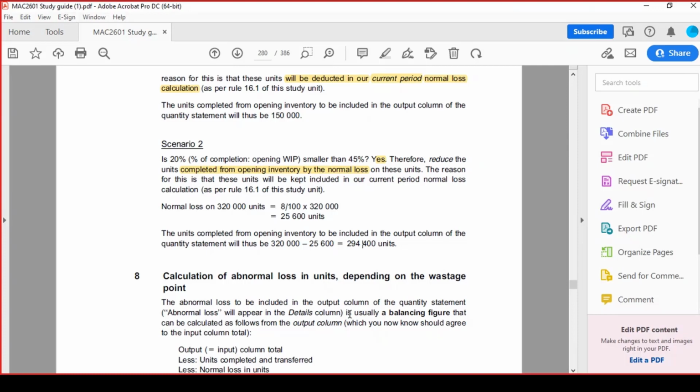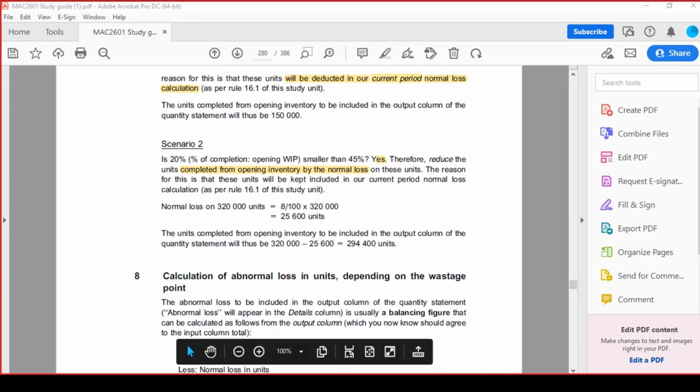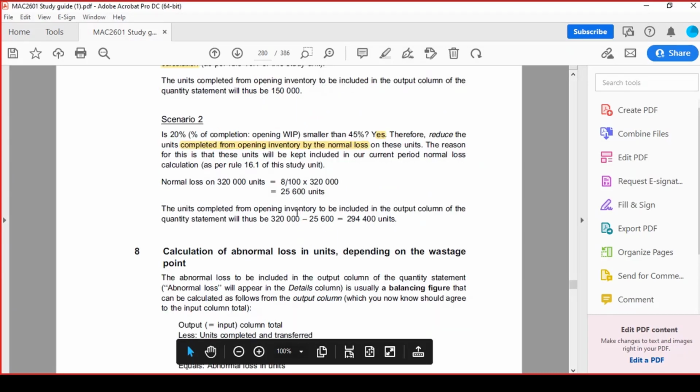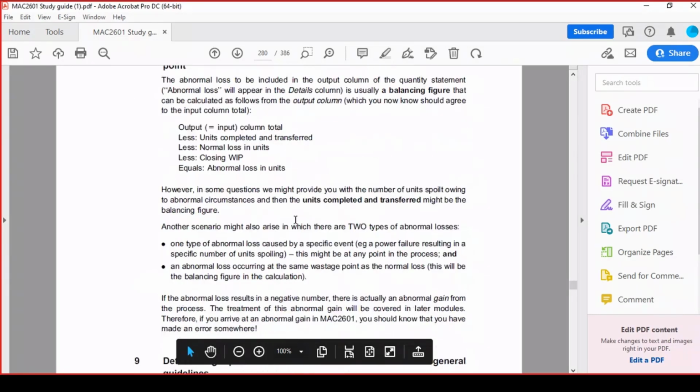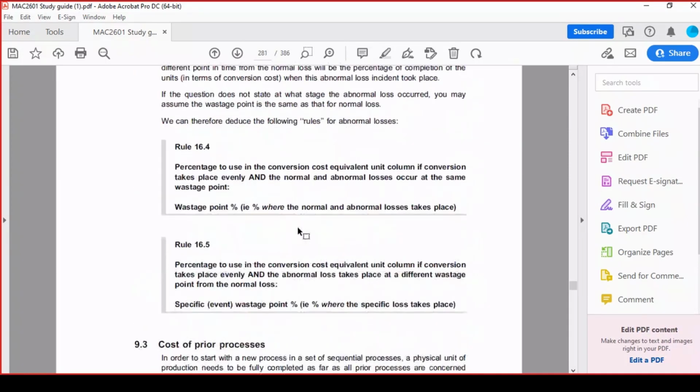This one is for under first in, first out, for the completed opening inventory. You need to ask yourself if the percentage is smaller or greater. If it's smaller than the wastage point, you need to calculate that normal loss and deduct it from the opening completed units. I think once we do an example, you'll understand. Yeah? But please note, it's another add-on.